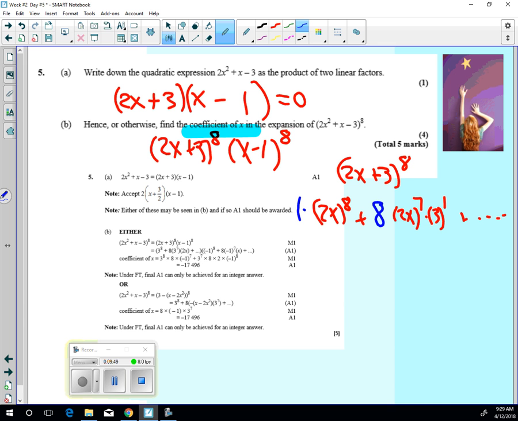And then when I do this other one, which is x minus 1 to the 8th, you're going to have a bunch of stuff. But at the end, I'm going to have negative 1 to the 8th. And before that, I'm going to have x to the 1st and negative 1 to the 7th. And what will the coefficient here be? 8.